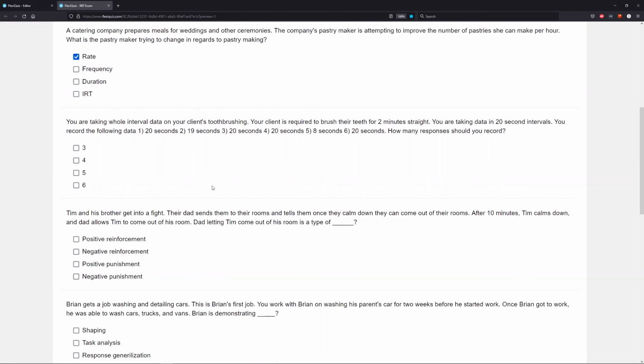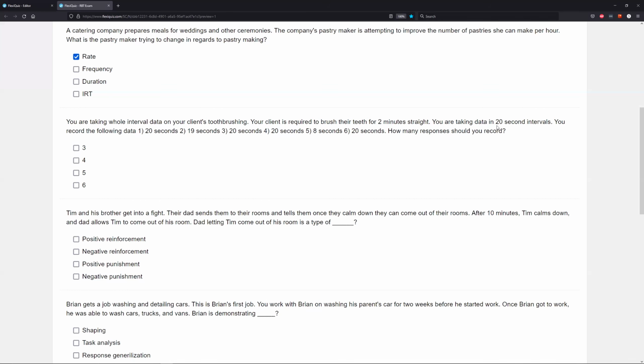Okay, again, simple data collection question. You just need to analyze the data and then choose how many responses you ultimately record. We know it's whole interval. So for whole interval, the behavior has to occur during the entire interval for it to count. Remember, partial interval is only partially during the interval or at all. Momentary time sampling is at the very end of an interval. Whole interval, it needs to occur for the whole interval, which happens to be 20 seconds. So in each interval, the behavior needs to occur for 20 seconds.